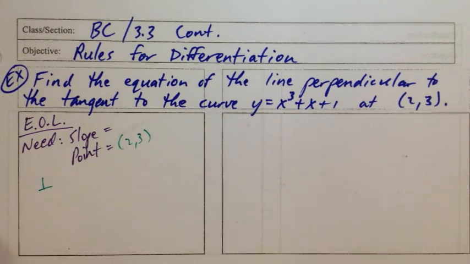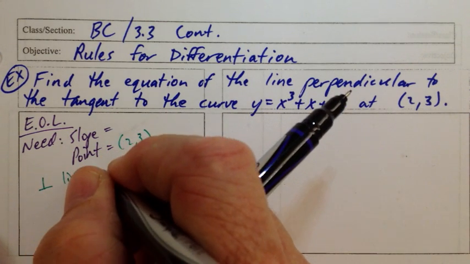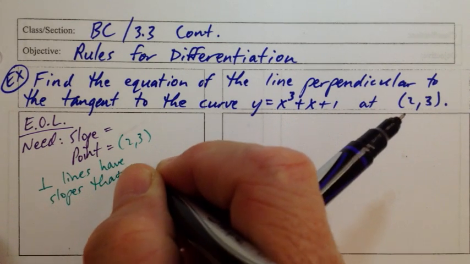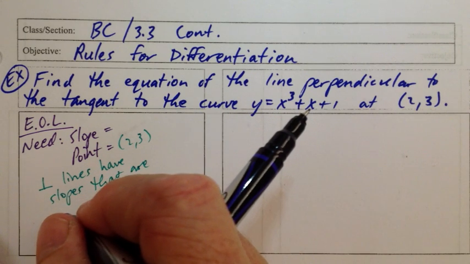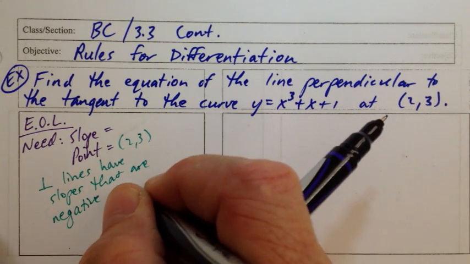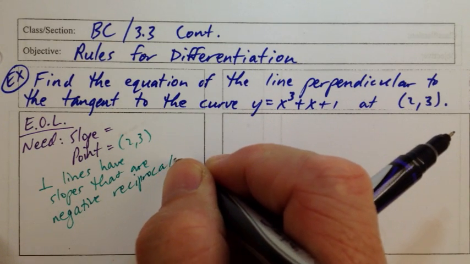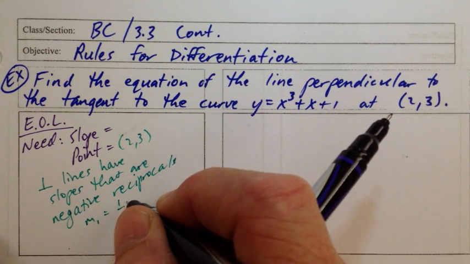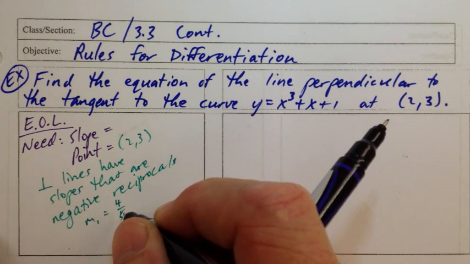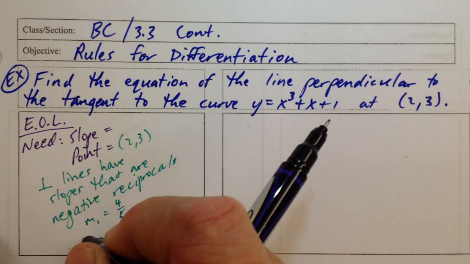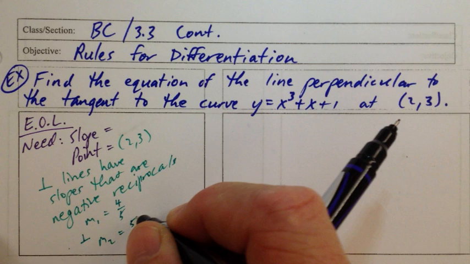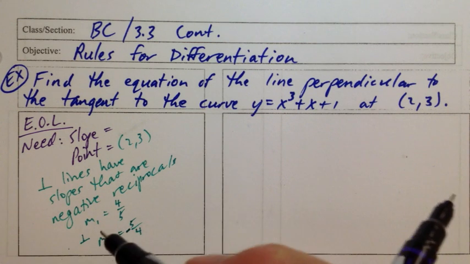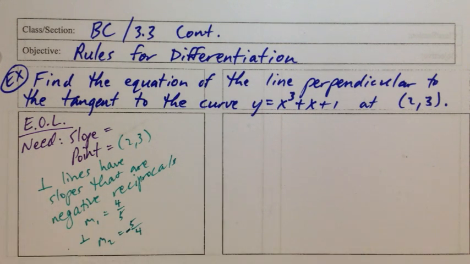One other thing you need to remember is that perpendicular lines have slopes that are negative reciprocals, okay? In other words, if slope 1 is, let's say, 4/5, then the slope of the line perpendicular would be to flip the fraction over but change the sign. So one's negative, one's positive, two slopes, negative reciprocals. So that's all you need. You need the slope and a point.